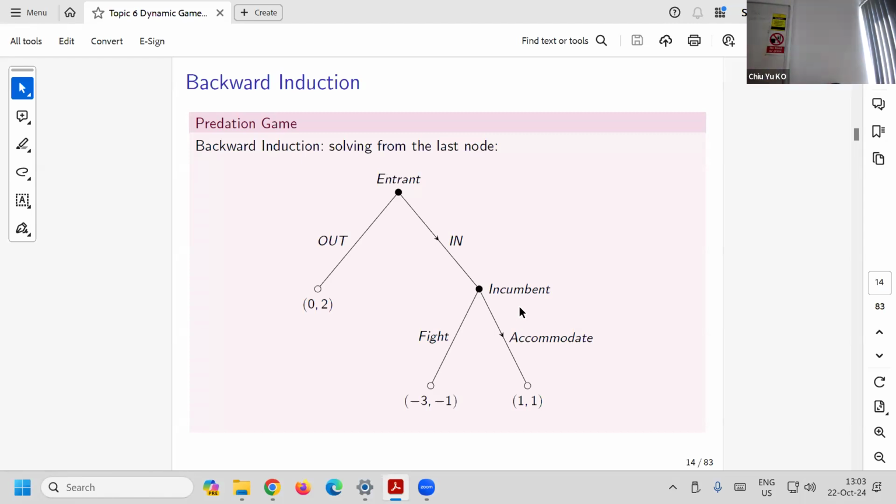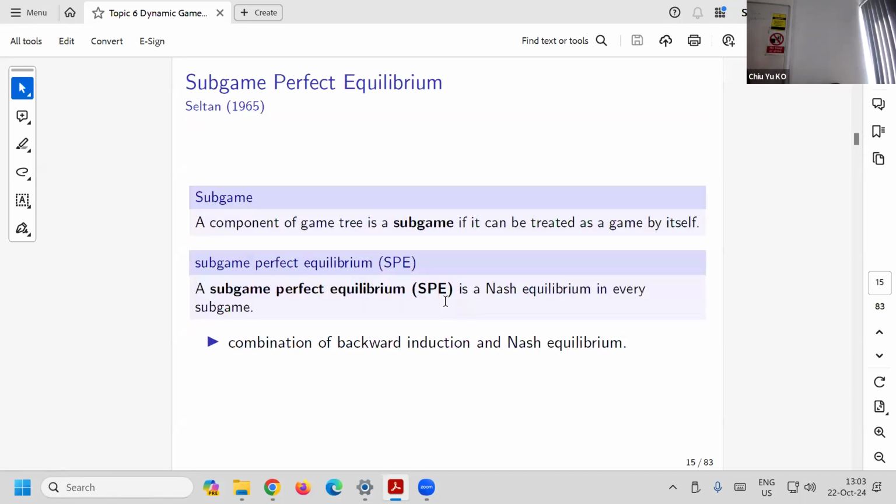But how does backward induction relate to Nash equilibrium? Is it related in any way? It is called subgame perfect equilibrium, or sometimes subgame perfect Nash equilibrium. It's a Nash equilibrium, but we require it to be subgame perfect. So what is subgame perfect? It means we first look for all the Nash equilibria, and we also require that it is a Nash equilibrium in all subgames. And what is a subgame?